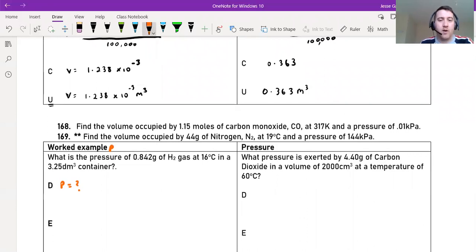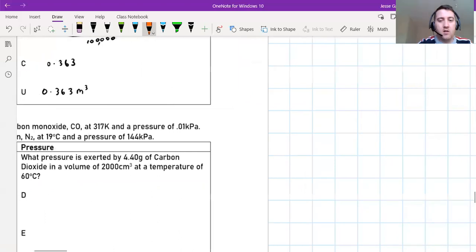Okay, so the rest of the data we know, we've got 16 degrees C, which isn't in Kelvin. So I'm going to go ahead and convert to Kelvin. You do the same if you haven't already. If you missed that you have to do it. Okay, what you should have done is temperature equals 289 Kelvin. And we've got a 3.25 decimeter cubed container. Okay, so that's a little bit tricky. Let's do that one together.